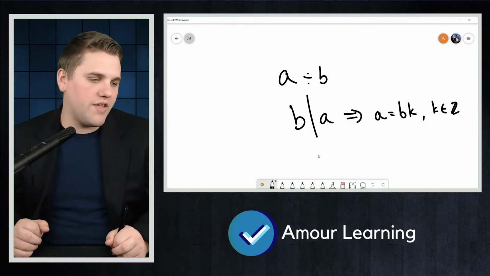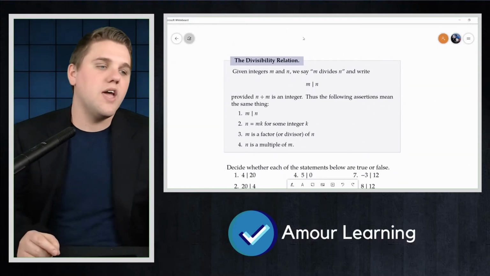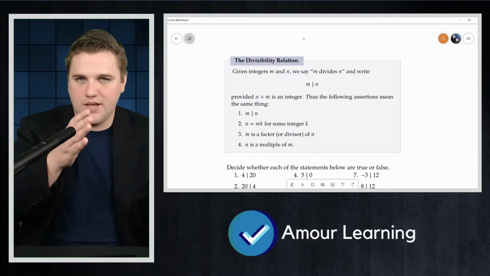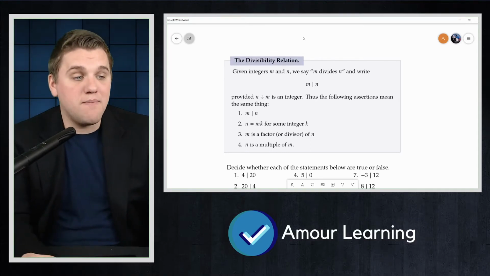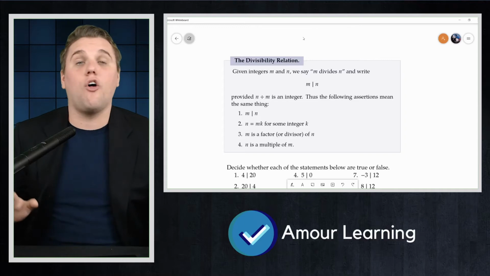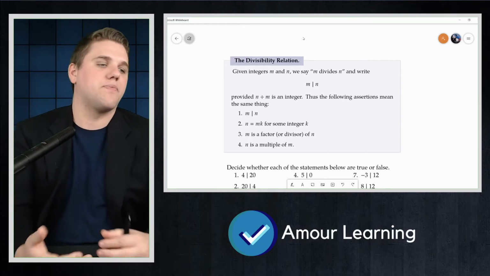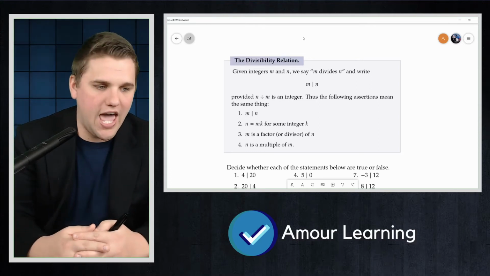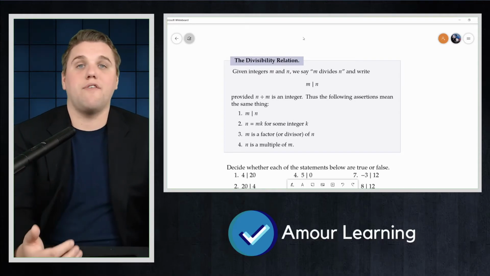All right, let's take a look at all of this wrapped neatly together. This is called the divisibility relation. Given integers m and n, we say m divides n, and we write m vertical bar n, provided n divided by m is an integer. Thus, the following assertions mean the same thing. So all four of these are exactly equivalent. They're logically equivalent. Everything that they're saying is essentially the same. M divides n. N equals m times k for some integer k. M is a factor or divisor of n, and n is a multiple of m.